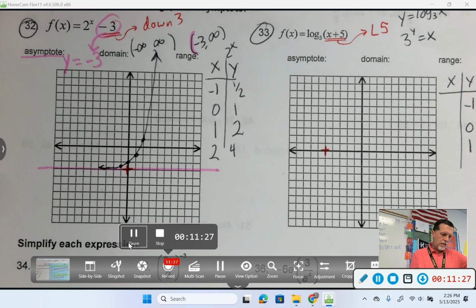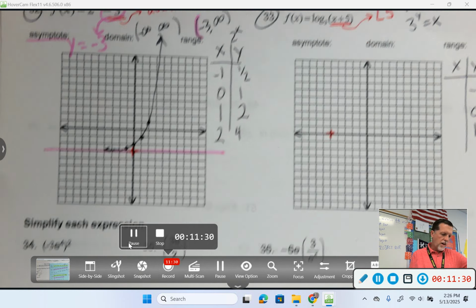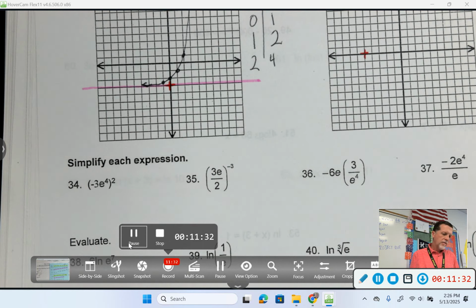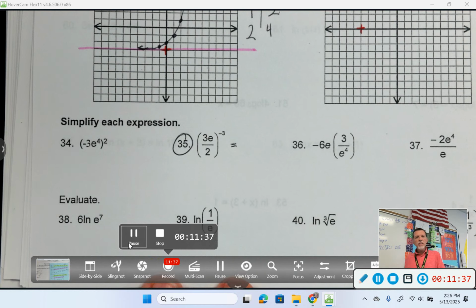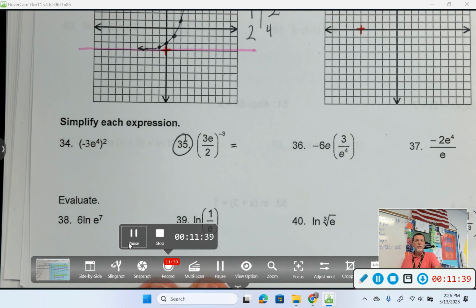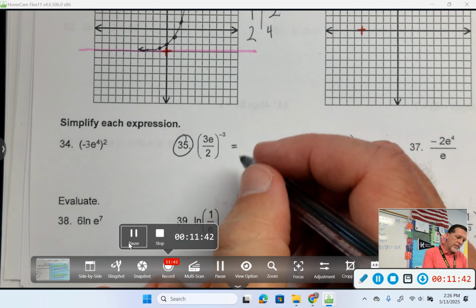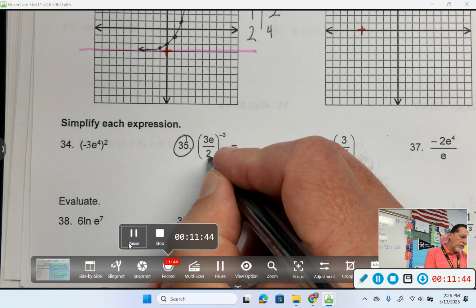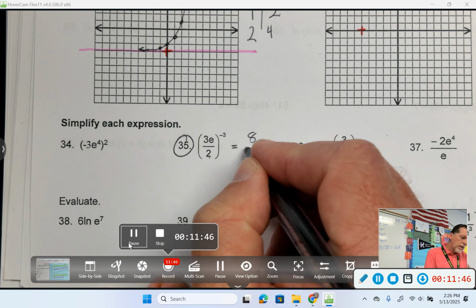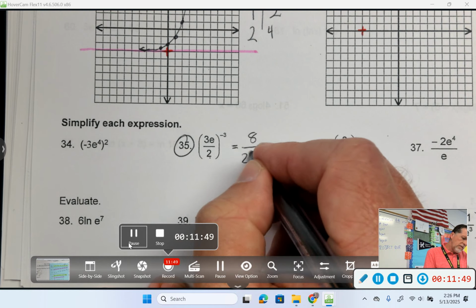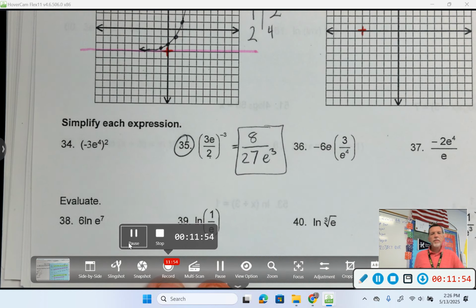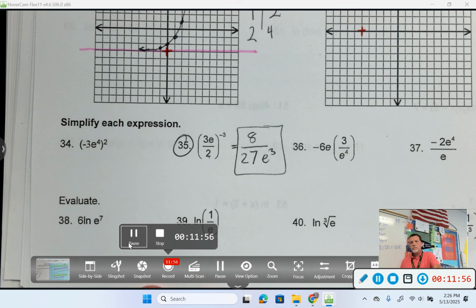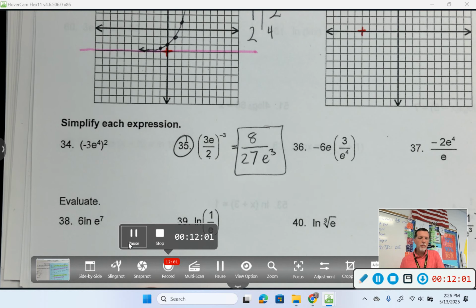All right, let's look at 35. That should be a relatively easy one. -3 would flip it over, and everything is to the -3. So I'm going to flip and cube the 2, flip and cube the 3, and then e cubed in the bottom. You should hope for some ones like that.